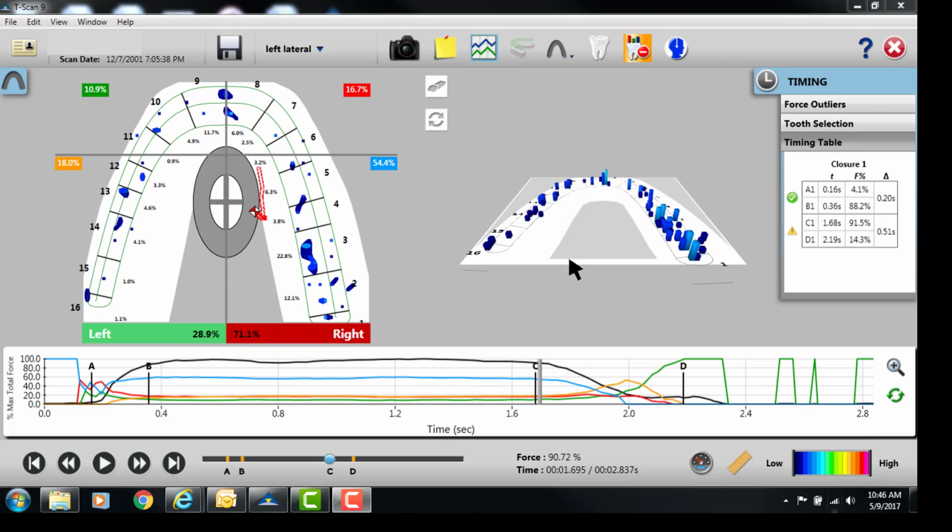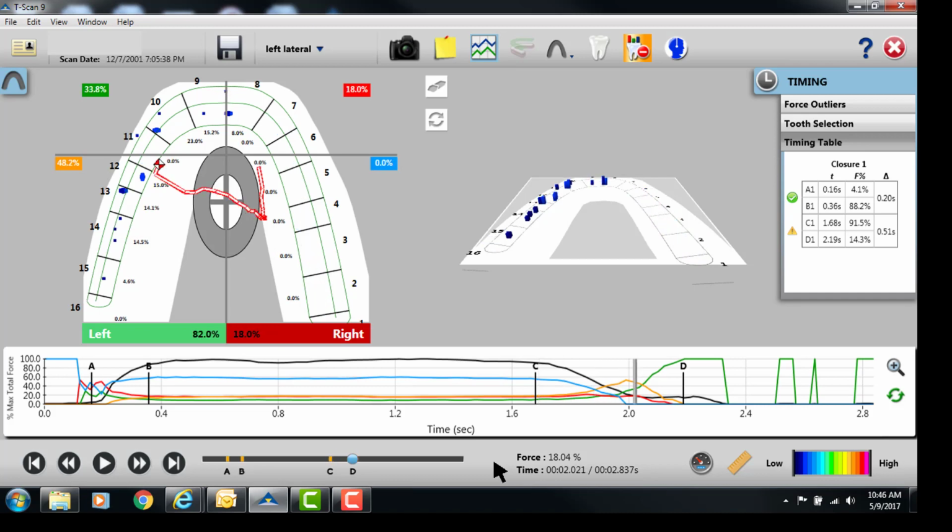In the after visual here, you can see starting at C, we still have the dark blue distribution, and as I play the movie incrementally in C and D, what you'll notice here is the red line is more efficient at getting closer to the canine more immediately, with less contacts on the posterior teeth. One thing to notice that I already brought up here is the timing table. We're always looking for the C to D time frame to be short, and so what Tekscan provides you is a table here that identifies the time between A and B.